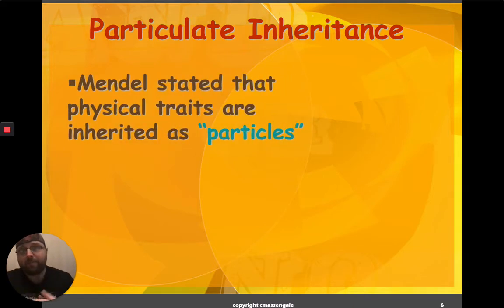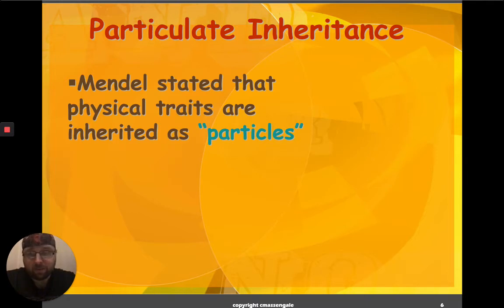He stated that physical traits are inherited as particles, and the reason for that is because Mendel didn't have the technology to know about DNA. Mendel didn't know about genes. Watson and Crick didn't come up with this stuff until years after Mendel.